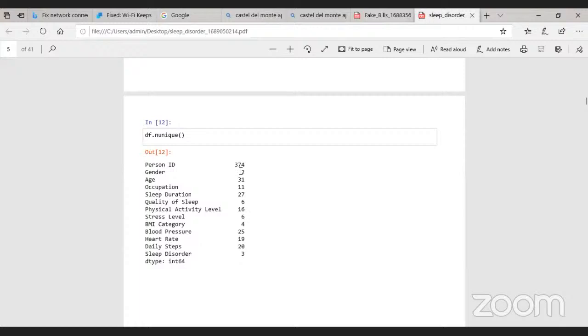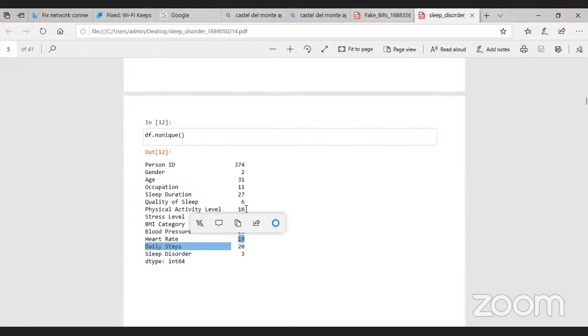So let's take gender. We have only 2 categories, male or female. And for age, 31 different unique values are available. There we have 11 occupations. Guys, don't worry about this data, because when I go into the visualization, it will be more clear. Just for the sake of understanding, we're looking at how many unique values are present in each and every column.